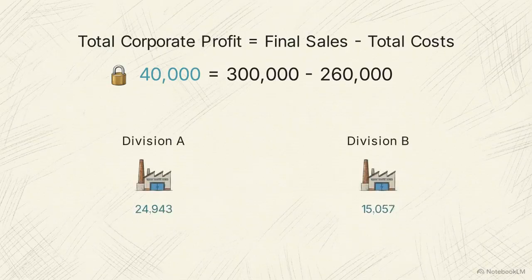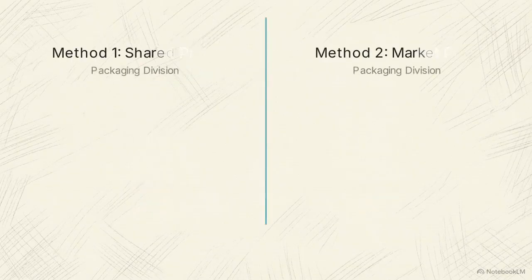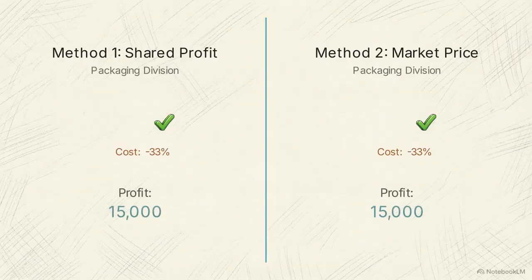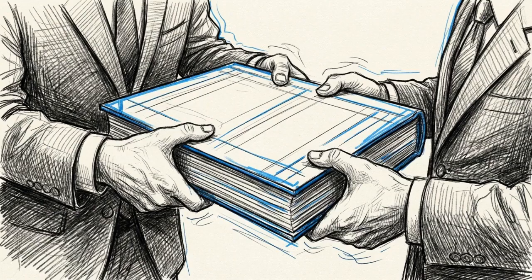While that final profit number is locked into place, the internal division numbers shift back and forth. By calculating transfer prices under two distinct methods, the math will reveal how a specific formula can inadvertently penalize a company's most efficient division. At its core, transfer pricing is a zero-sum game over internal credit.